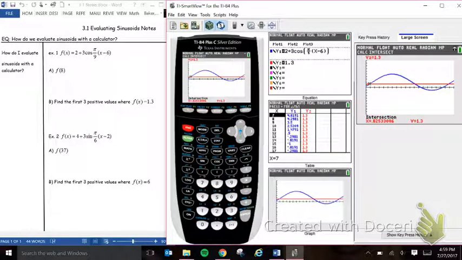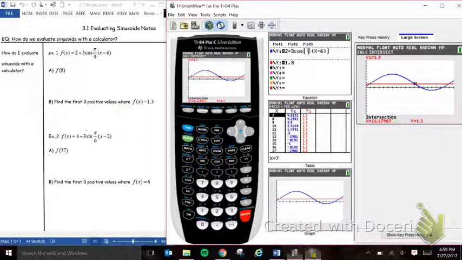So same thing, second trace, intersect. I'm going to scroll over. And again, as soon as it's closest to that next intersection, I can press enter, enter, enter. And that gets me the next one, which is 11.175, if we go ahead and round that. So that's 11.175. And then we can get the third intersection. So we're going to do it the same way.